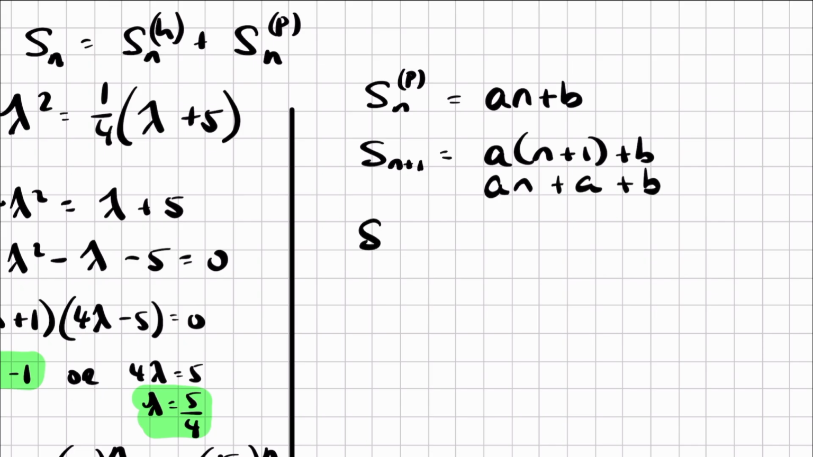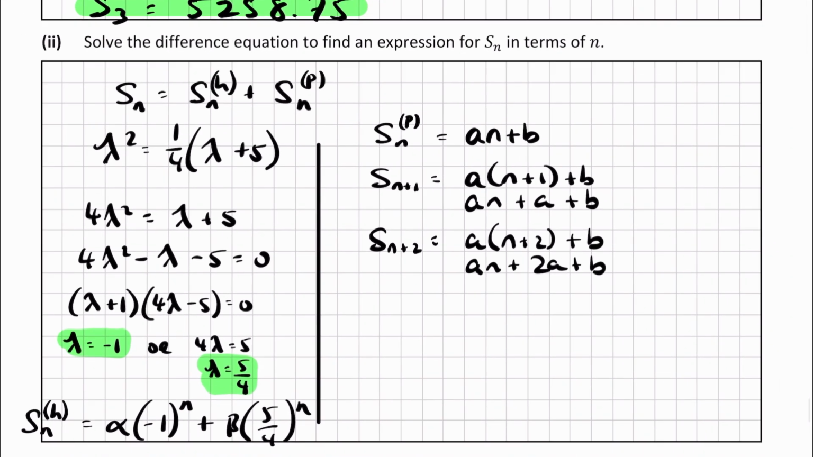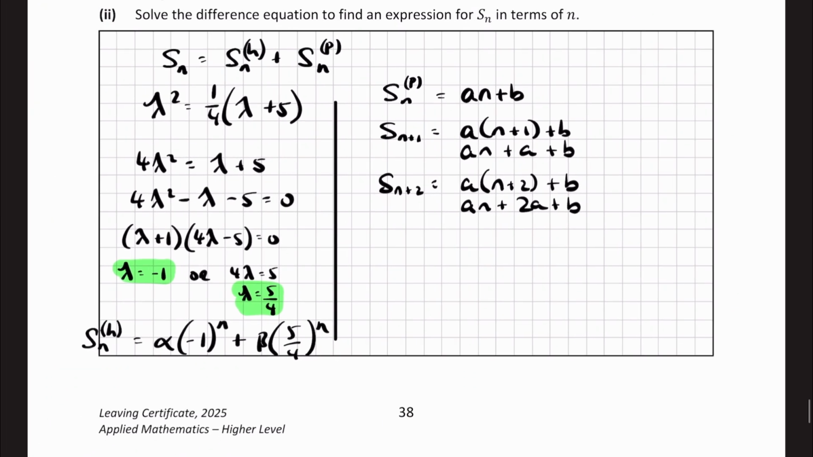And I like to write out the second one as well. You don't have to do this here. I just find I tend to make fewer mistakes if I do it here. Once it gets to the next, it gets very big and complicated. So I have Sn+2, Sn+1, and Sn.